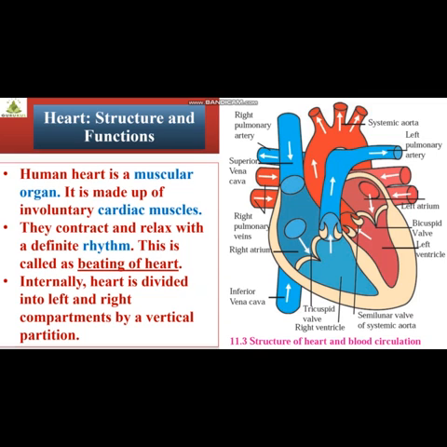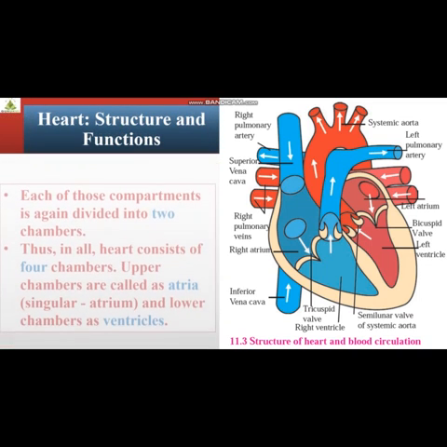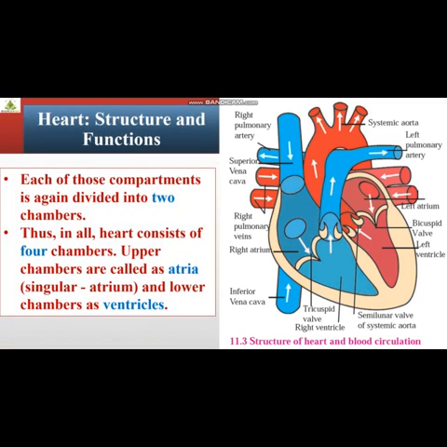So basically it is divided into two compartments, left compartment and right compartment. Further, students, each compartment is divided into two more chambers. That means total how many chambers are there? 4 chambers. Upper chambers are called atria, singular atrium. Yes, the plural form of atrium is atria. And lower chambers are ventricles.